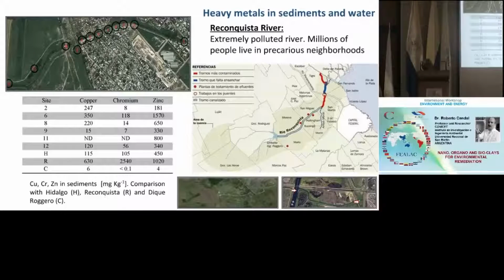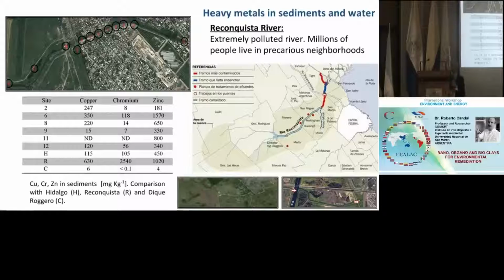Numbers correspond to sampling places throughout the ditch, and this discharges sewer waters and other waters from companies that discharge their waters into the ditch in a dark manner. Look at the concentrations at this point of chrome: 118 milligrams per kilo, and zinc 1.5 milligrams per kilo of sediments. This is more than a zinc mine. The sediments in this river are a mine of metals.